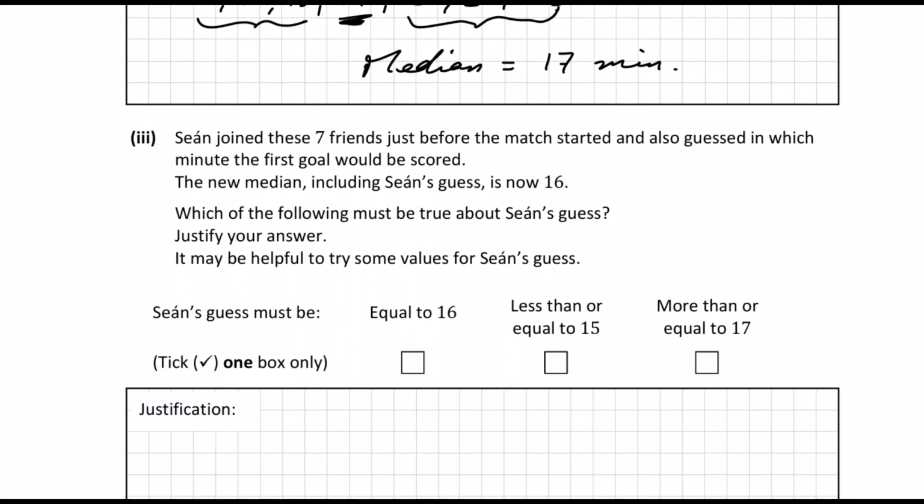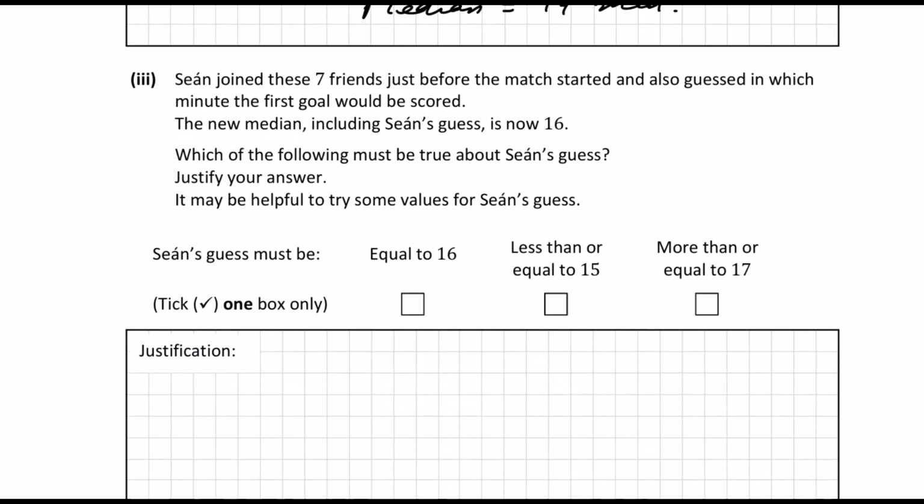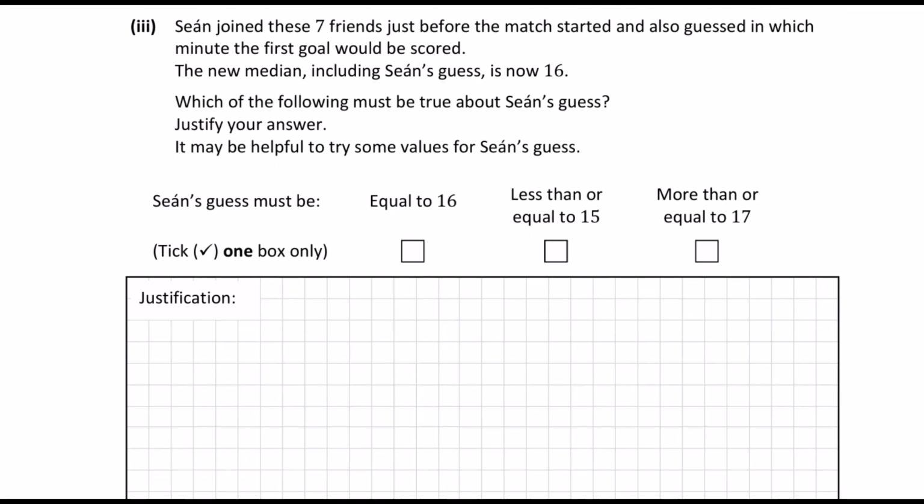Sean joined these 7 friends just before the match started and also guessed in which minute the first goal would be scored. The new median, including Sean's guess, is now 16. Which of the following must be true about Sean's guess? Justify your answer. It may be helpful to try some values for Sean's guesses.